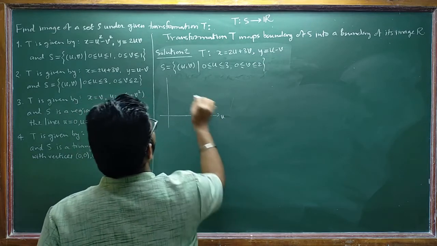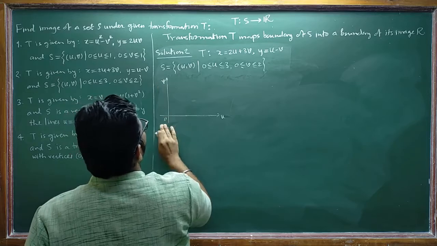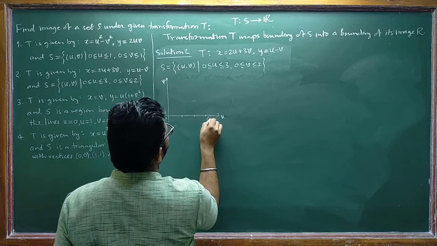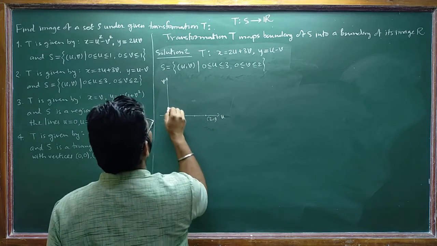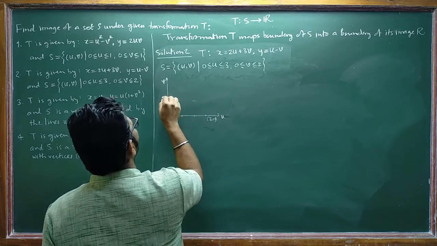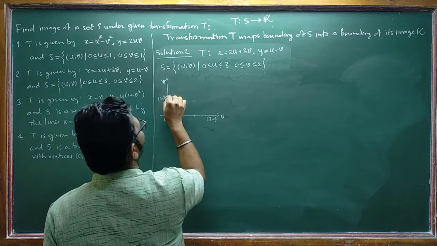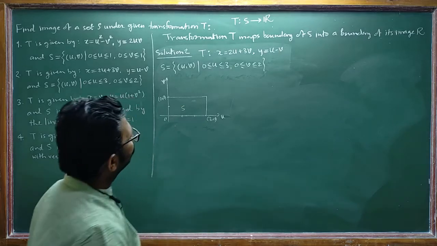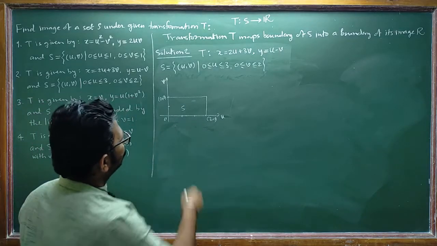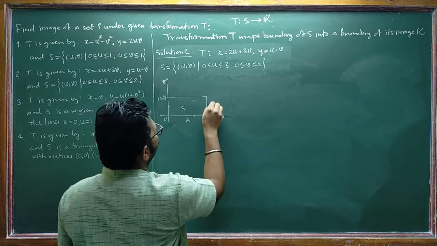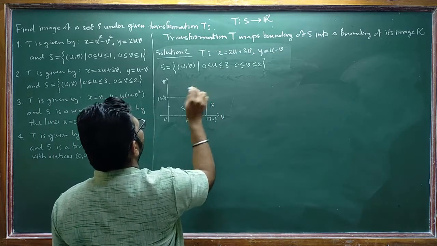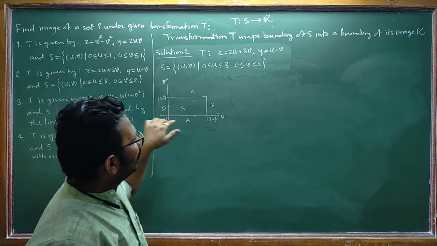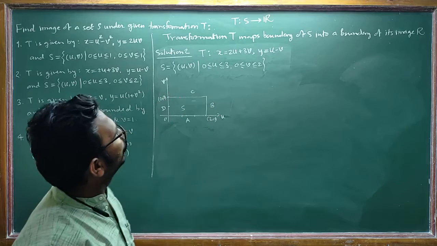Sorry, in the UV plane, u varies from 0 to 3 and v varies from 0 to 2. So this is region S, in the UV plane. Let me name the sides as A, side B, side C and side D. And let us see what happens to the sides of this rectangle under this transformation T.